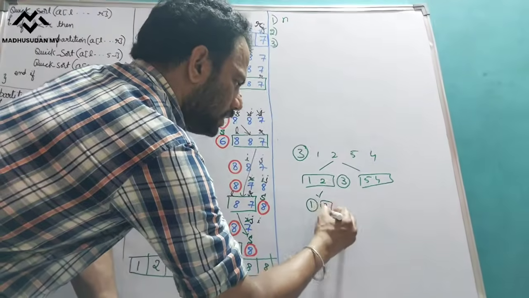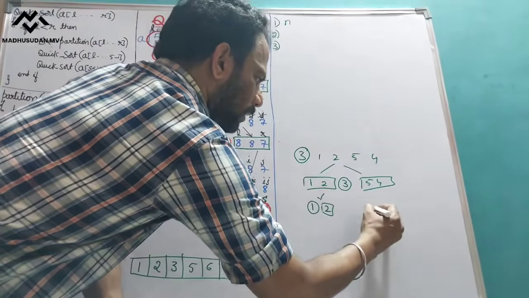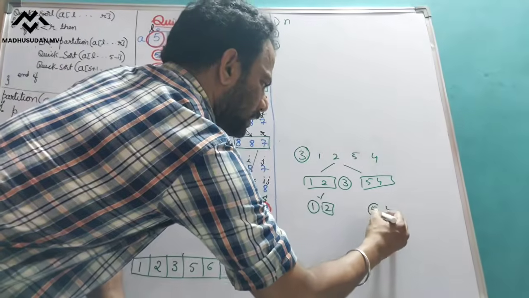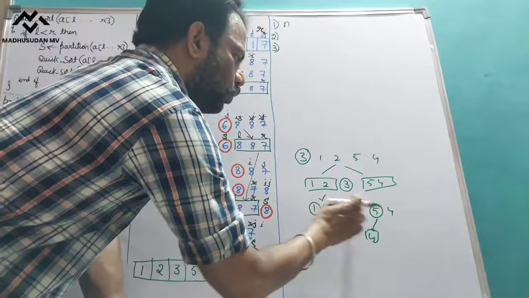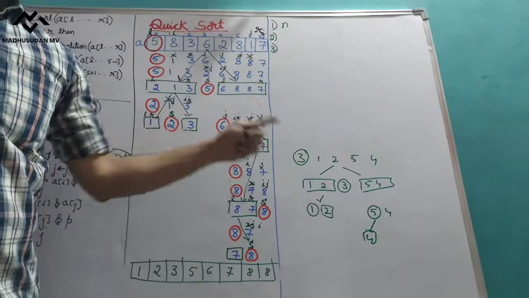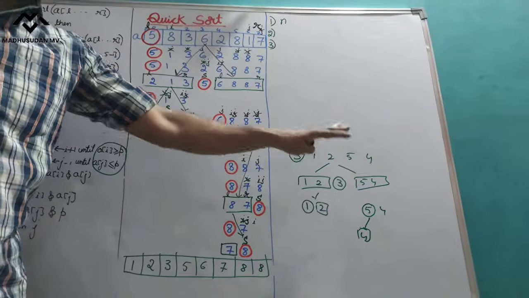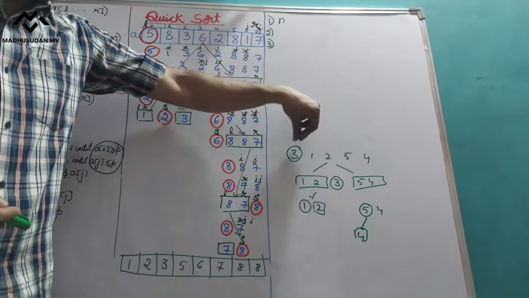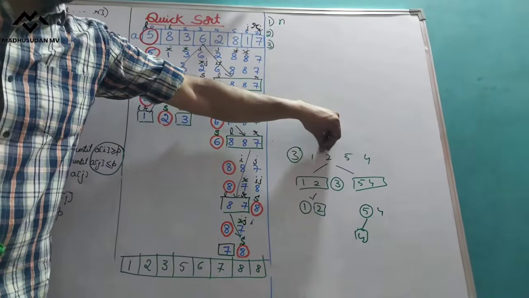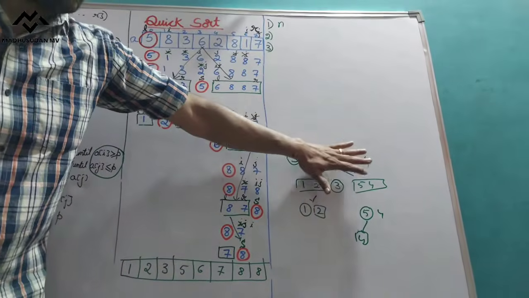So this is 1, 2. Again we have 5 and 4. If I select this one, I get only the left subarray. So 1, 2, 3 times: for 5 elements 3 times, for 4 elements 3 times. So this will be the best case. That means the best case occurs when the pivot element splits the array exactly into 2 halves. That will be the best case.